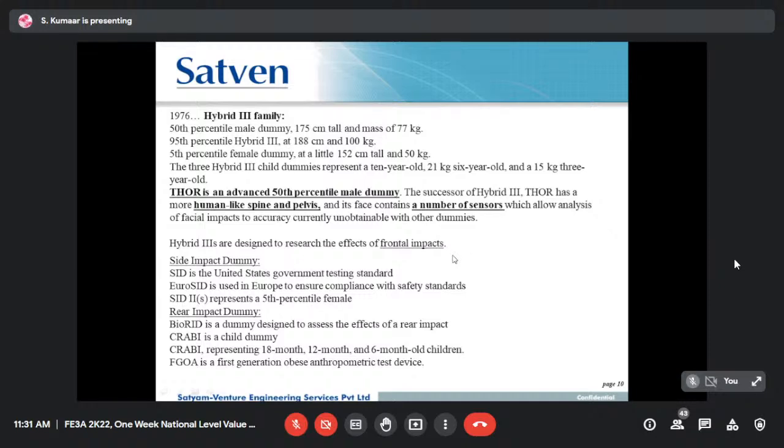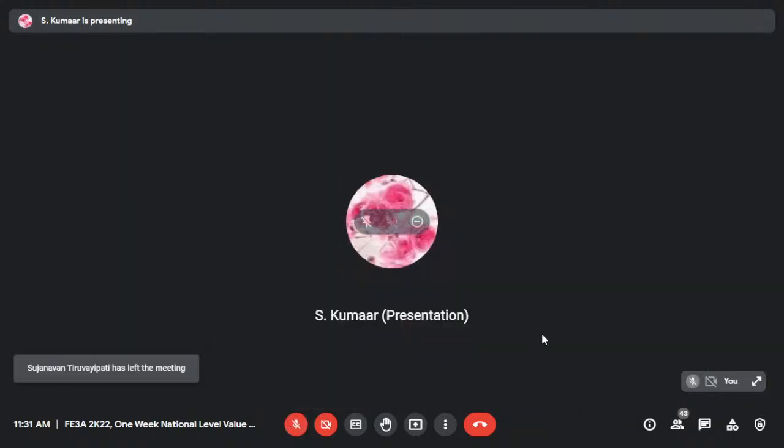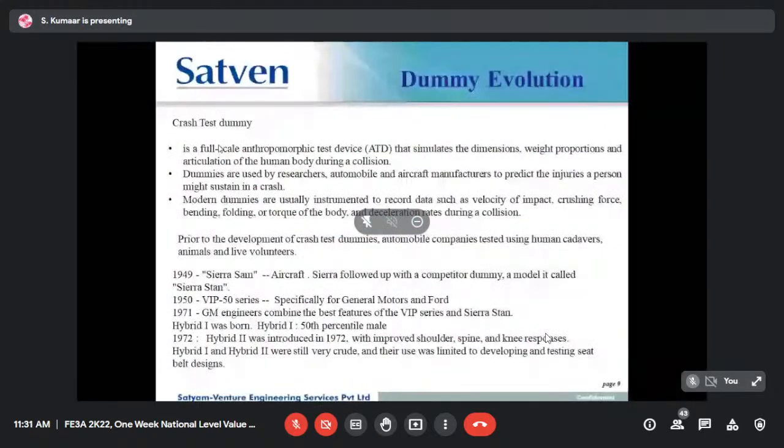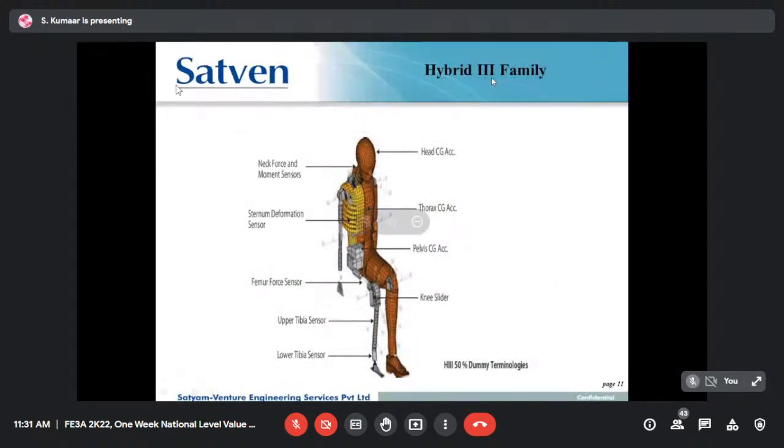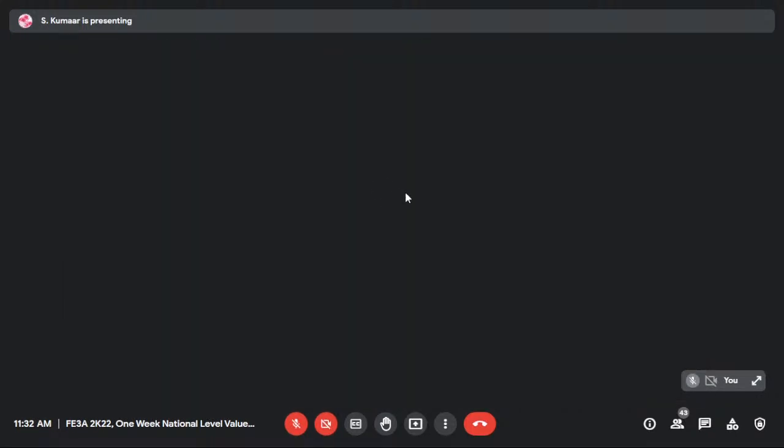So these are about the dummies. Human will behave the same way the person with the device will behave. And this is the hybrid 3 family dummy. So this is the hybrid 3 50th percentile dummy. Here, this is the FE model of the device, meaning the FE model of the ATD. The ATD will be used for the physical test. Then the same shape and size, everything, they developed as an FE model. This FE model will be used in our crash simulations.